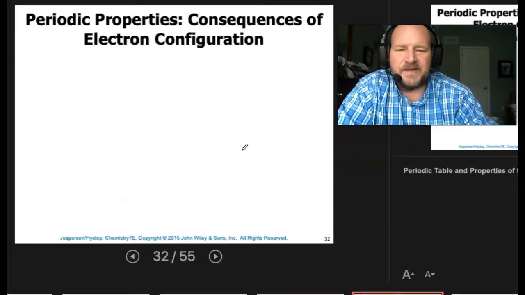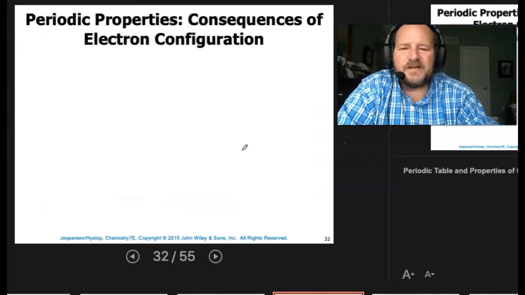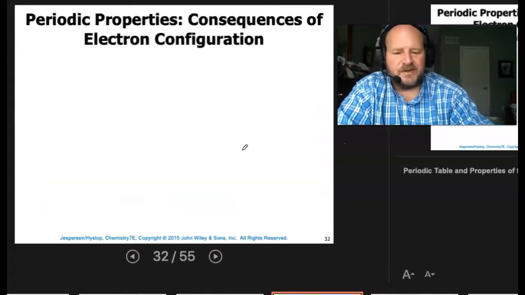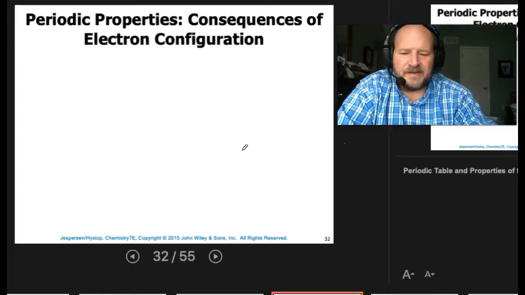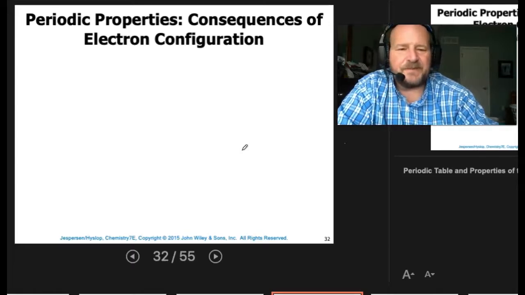Pretty long one, 30 minutes in. Next up is periodic properties, which will be the consequences of those electron configurations. And that will be coming close to finishing up the chapter.